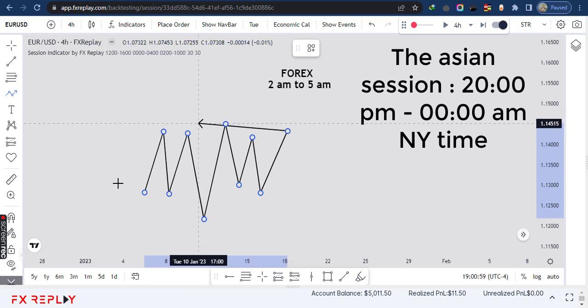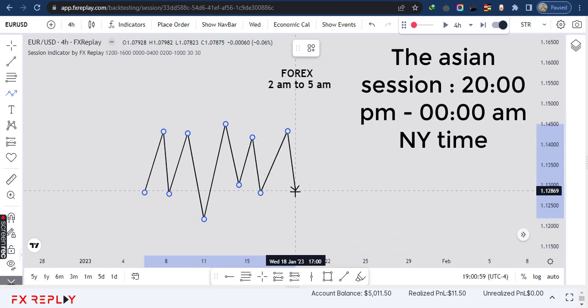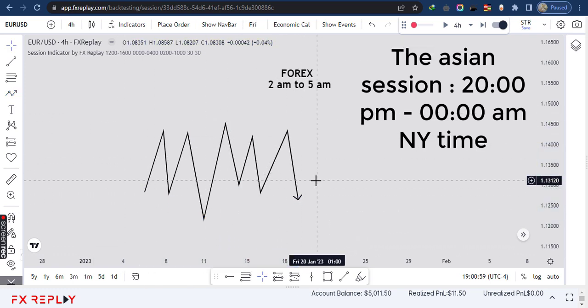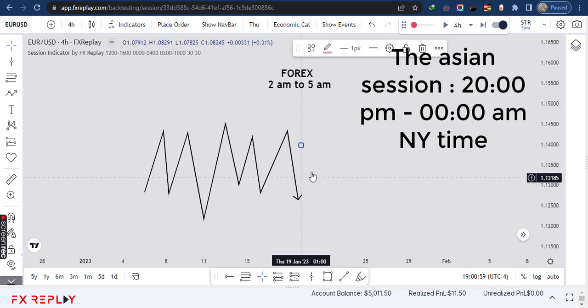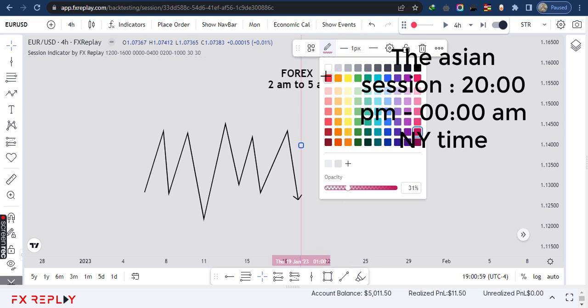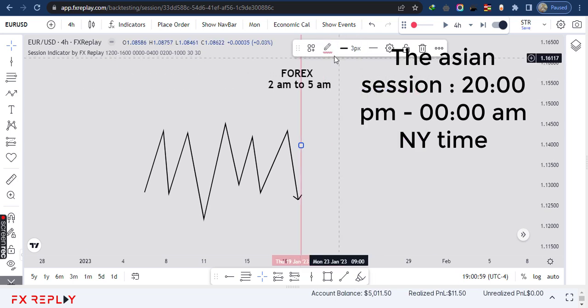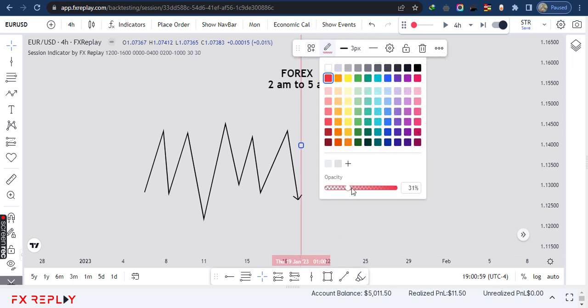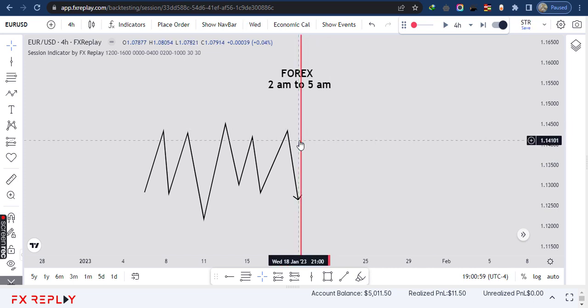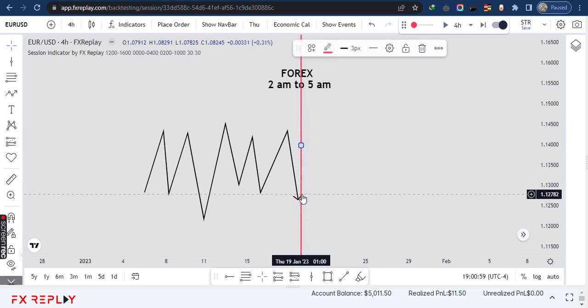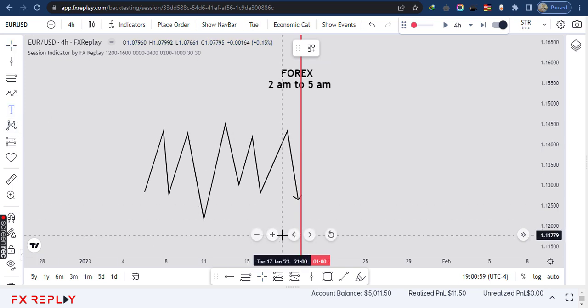Let me just click this, and this is midnight. This line, here I'm gonna make it bigger so you guys see it. This line right here is midnight.